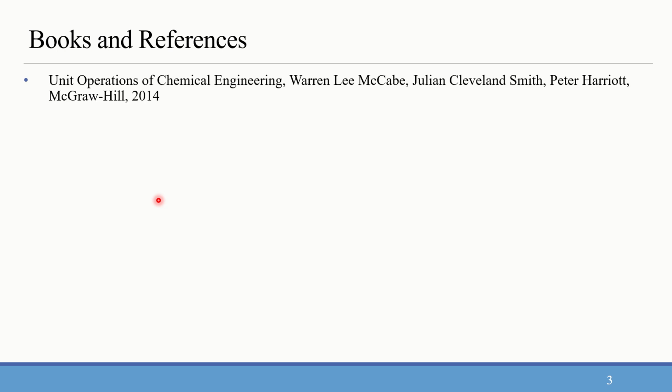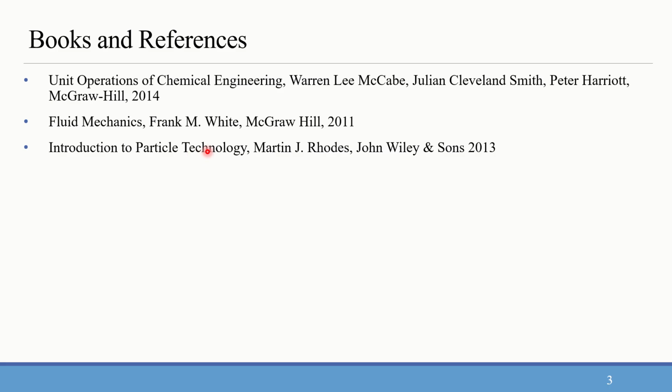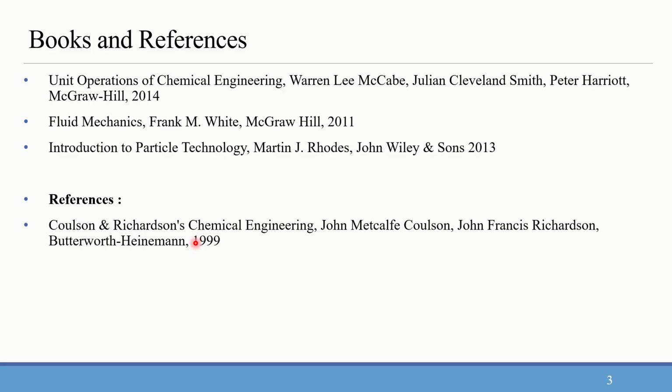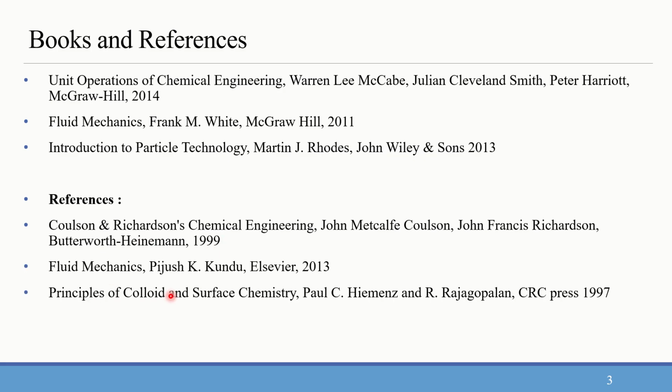Before moving to today's session, we'll just see the books and references. First one is Unit Operations of Chemical Engineering, which most of us would be aware of, written by Warren Lee McCabe, Julian Cleveland Smith, Peter Harriot. And next is Fluid Mechanics by Frank M. White. And third, Introduction to Particle Technology by Martin J. Rhodes. And a few references are Coulson and Richardson's Chemical Engineering, Fluid Mechanics by Piyush K. Kundu, and Principles of Colloid and Surface Chemistry by Paul C. Heymans and R. Rajagopalan. Finally, it is Transport Phenomena by Bird, Stewart, Lightfoot.